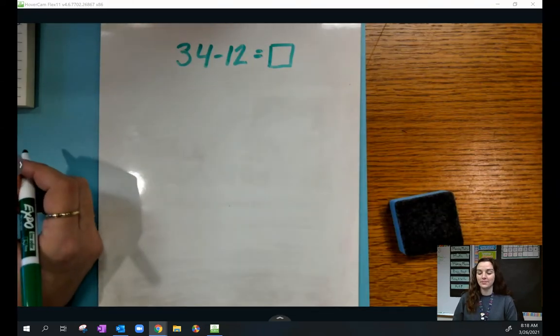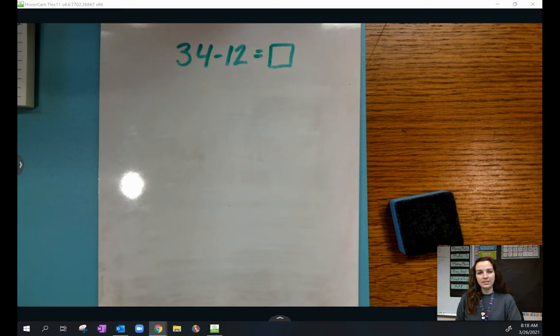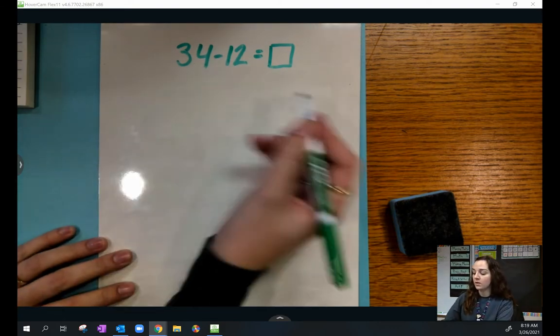Here is a math concept. We are learning a new strategy called expanded method. So to set up the expanded method, we need to separate the tens place value from the ones place value.